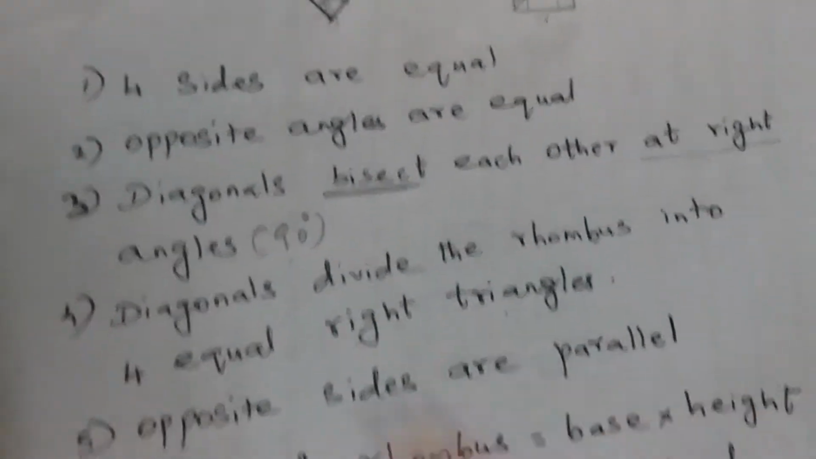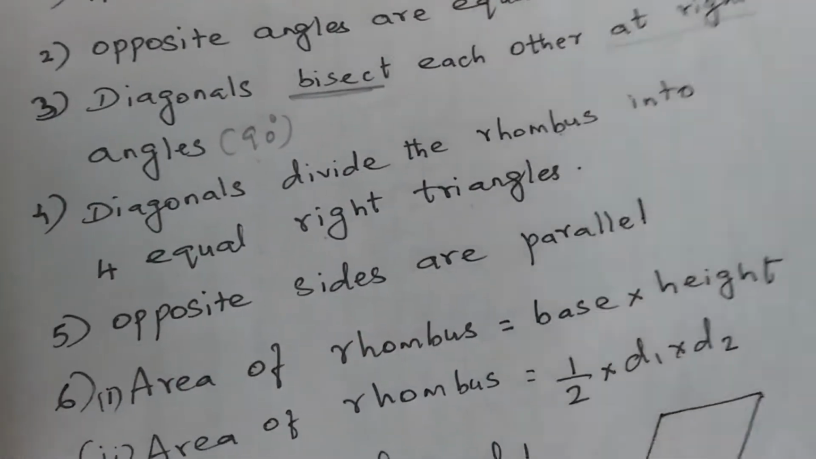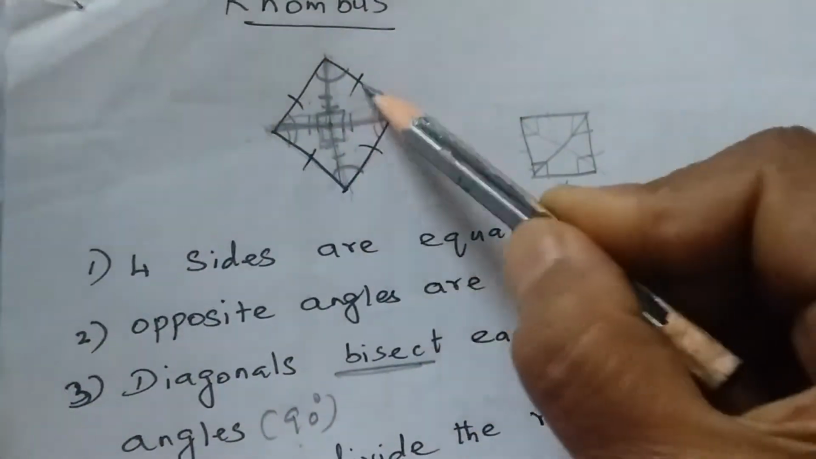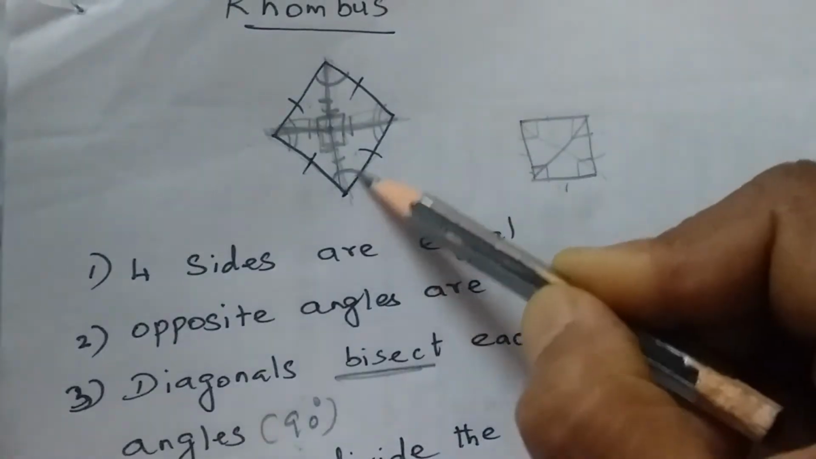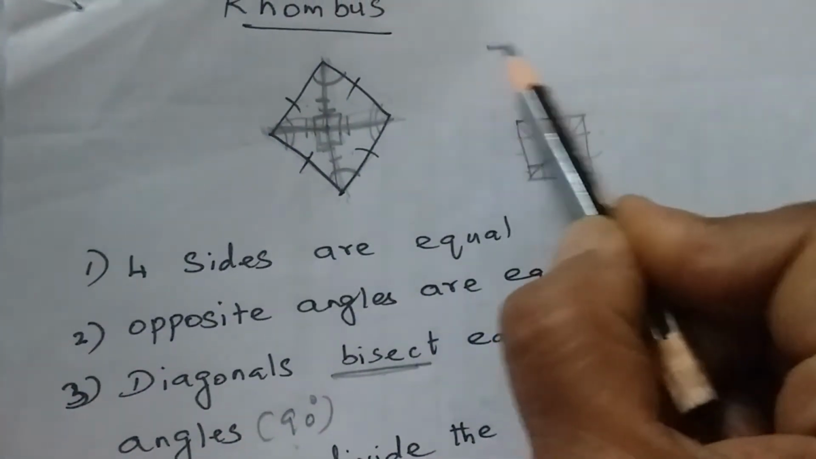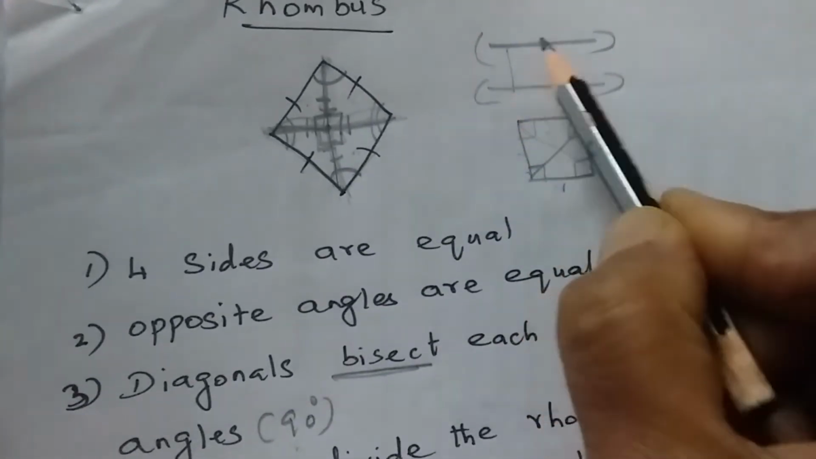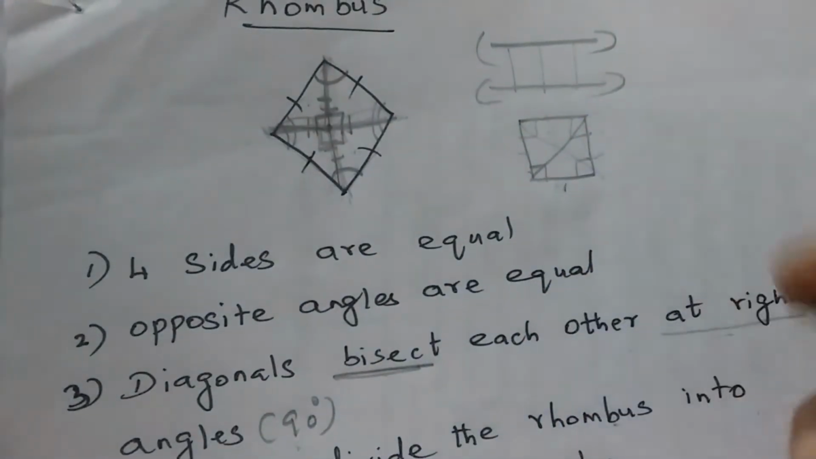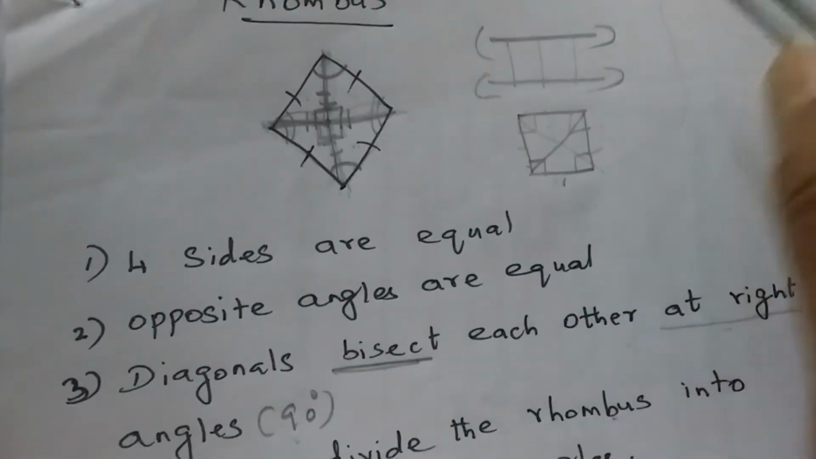Okay. And then next property is even the opposite sides are parallel. These two sides are just like parallelogram. These two sides are parallel and these two sides are parallel. And well, let us recall, what are parallel lines? The lines which never meet each other. The distance between them remains the same. An example for parallel lines, train track and the ladder.